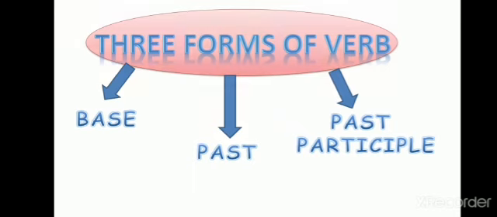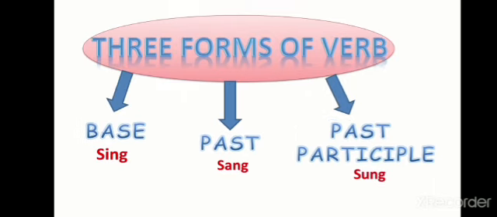Verbs are divided into three forms: base form, past form, and past participle form. Let's take an example of the verb sing. The base form of sing is sing itself. The past form of sing is sang, and the past participle form of sing is sung.